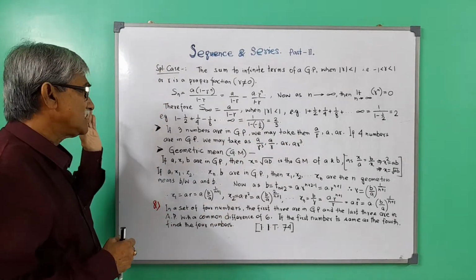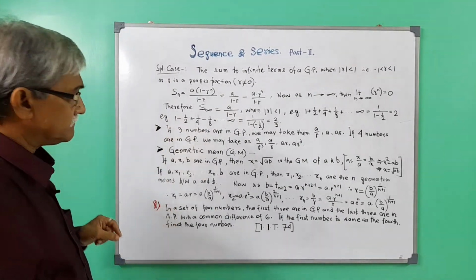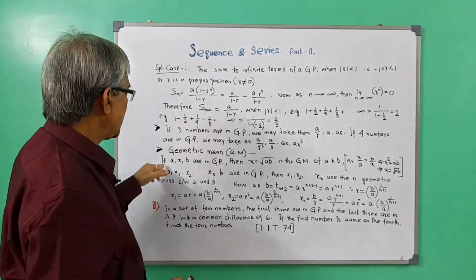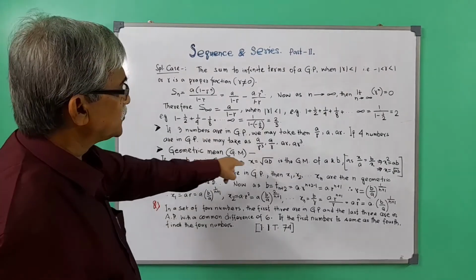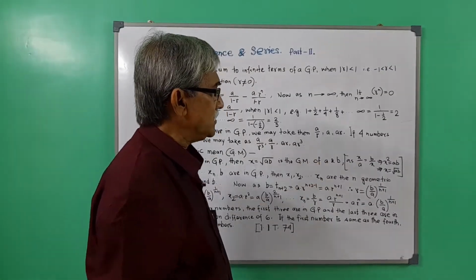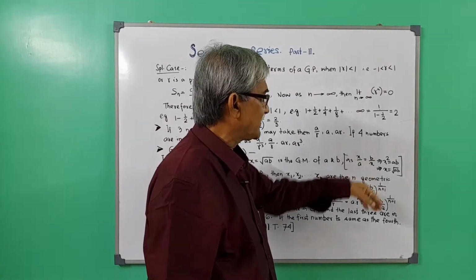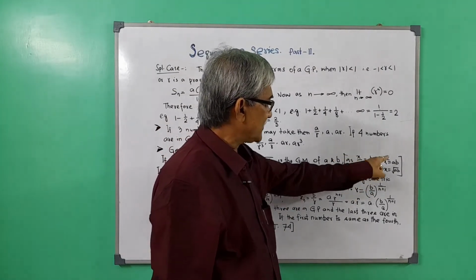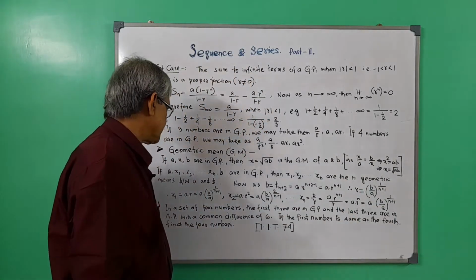Now let us take the geometric mean. What is a mean? Mean means the middle term. If A, X, B are in GP, then X equals root over AB, the GM, meaning the geometric mean of A and B. How is it so? Because X by A is equal to B by X, naturally cross multiplying, X square is equal to AB, and thereupon X becomes equal to root AB.